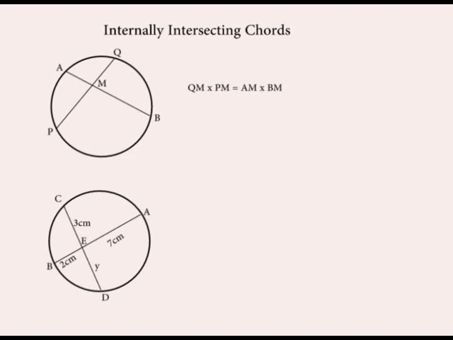In our solution, using the above convention, length CE times DE is equal to AE times BE. 3 times Y is equal to 7 times 2. Dividing both sides by 3, we get Y is equal to 4.67 centimeters.